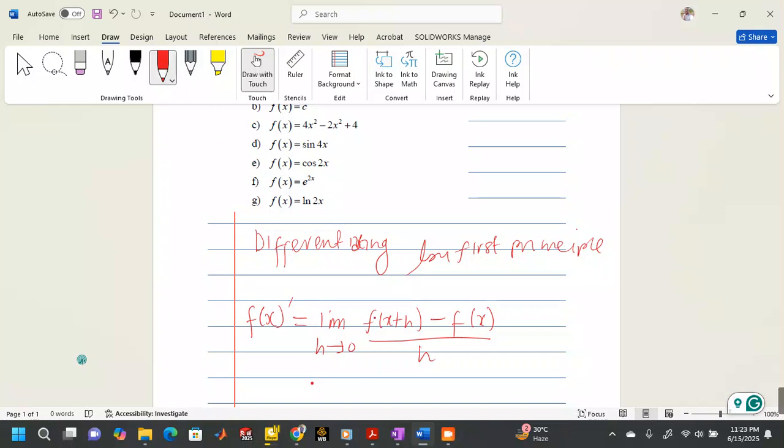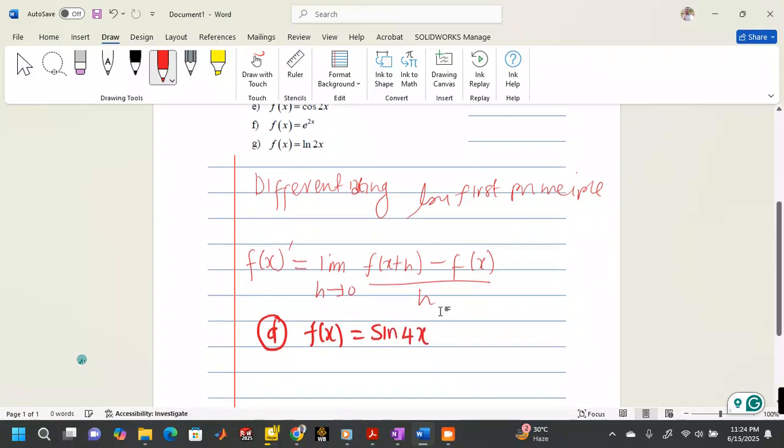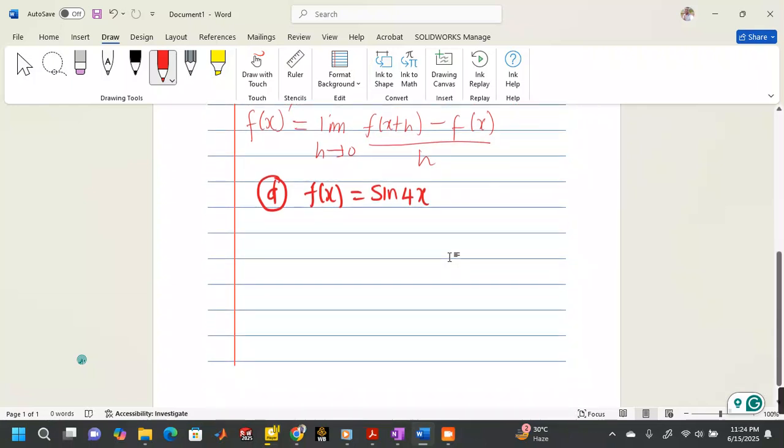So, continue solving. Today we'll solve d. This is our d, where f(x) equals sine 4x. We are trying to differentiate using first principle. If you remember, we first find f(x), which is the question given. Next we solve for f(x+h). Where there is x, we substitute x plus h. So this becomes sine 4, where there is x, put x plus h.